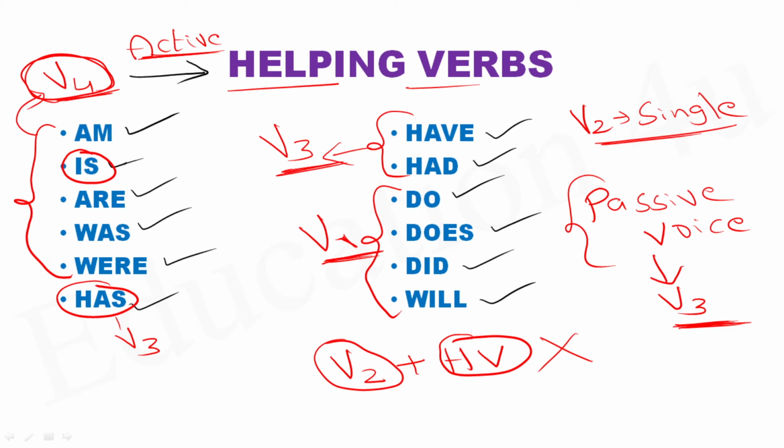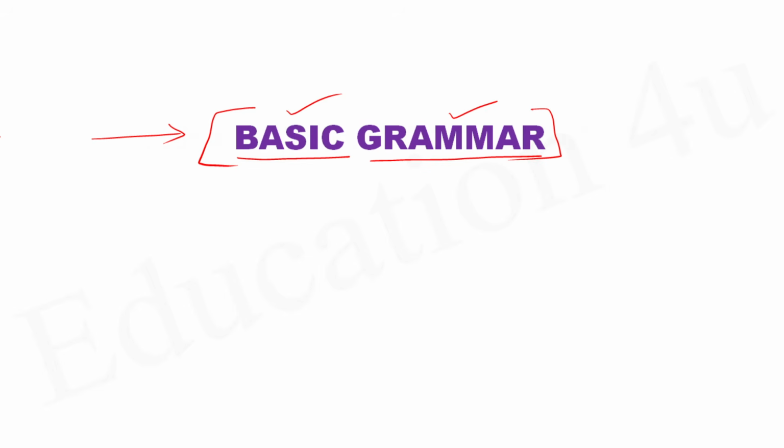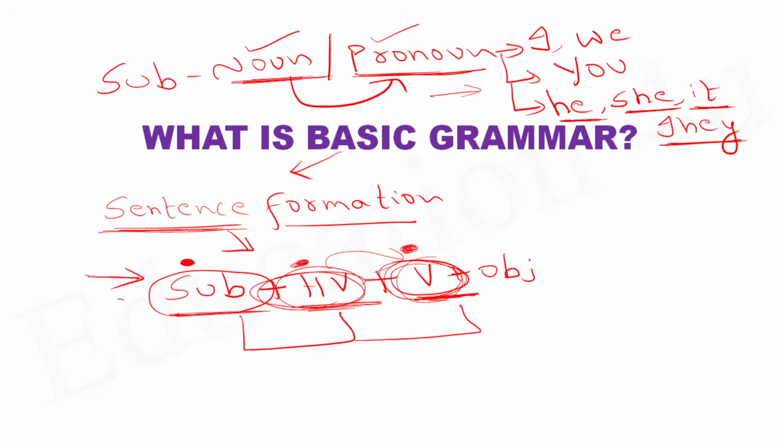Having explained this, before I go ahead to the next slide, let me once again explain and repeat what we are actually trying to do. We started our journey with basic grammar, and I have explained very clearly the importance of basic grammar. Remember, my dear friends, basic grammar is the strength. Don't neglect it. Now, what is basic grammar? In simple language, basic grammar is all about sentence formation. How do you form a sentence? With the right combination of subject, helping verb, and verb.